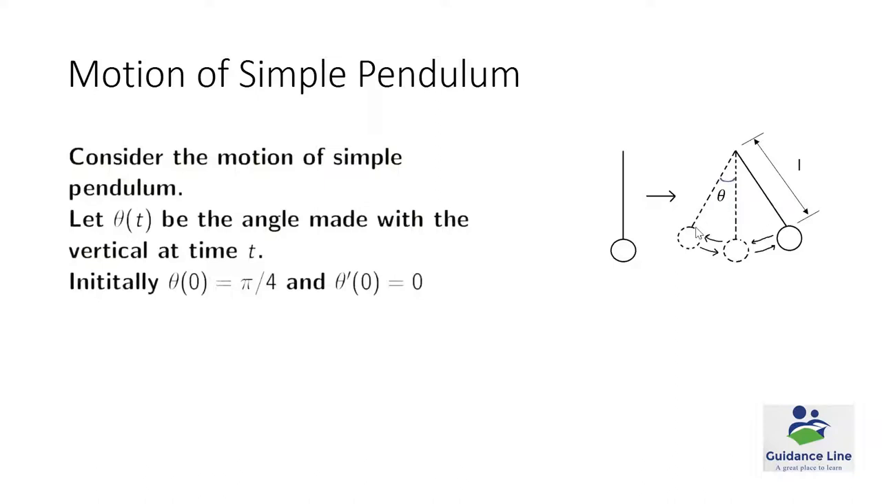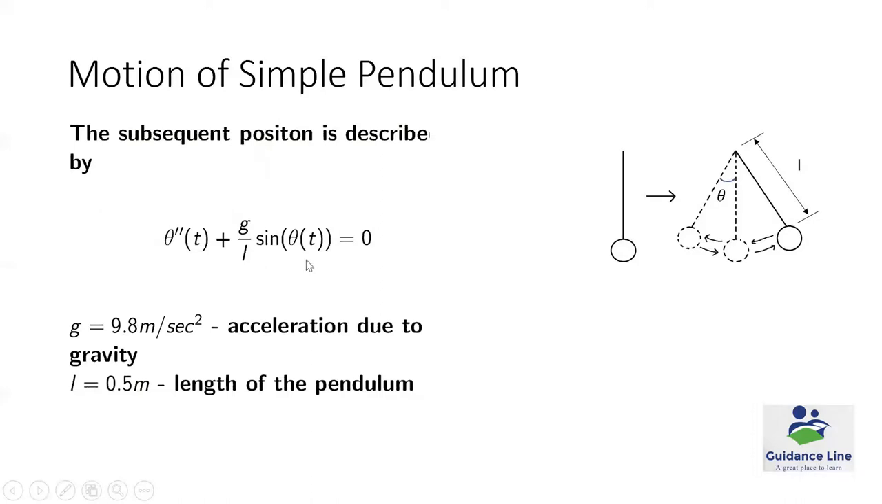As the pendulum moves, the value of theta will change, and its upper limit is theta, the initial position from which the pendulum or the ball is released. It is also given over here that the initial value is pi by 4, and theta prime 0 is equal to 0, where theta prime 0 represents the initial velocity. So at the instant when the ball is held at angle theta, the angular velocity is 0. We have this analytical expression representing the model of a simple pendulum.